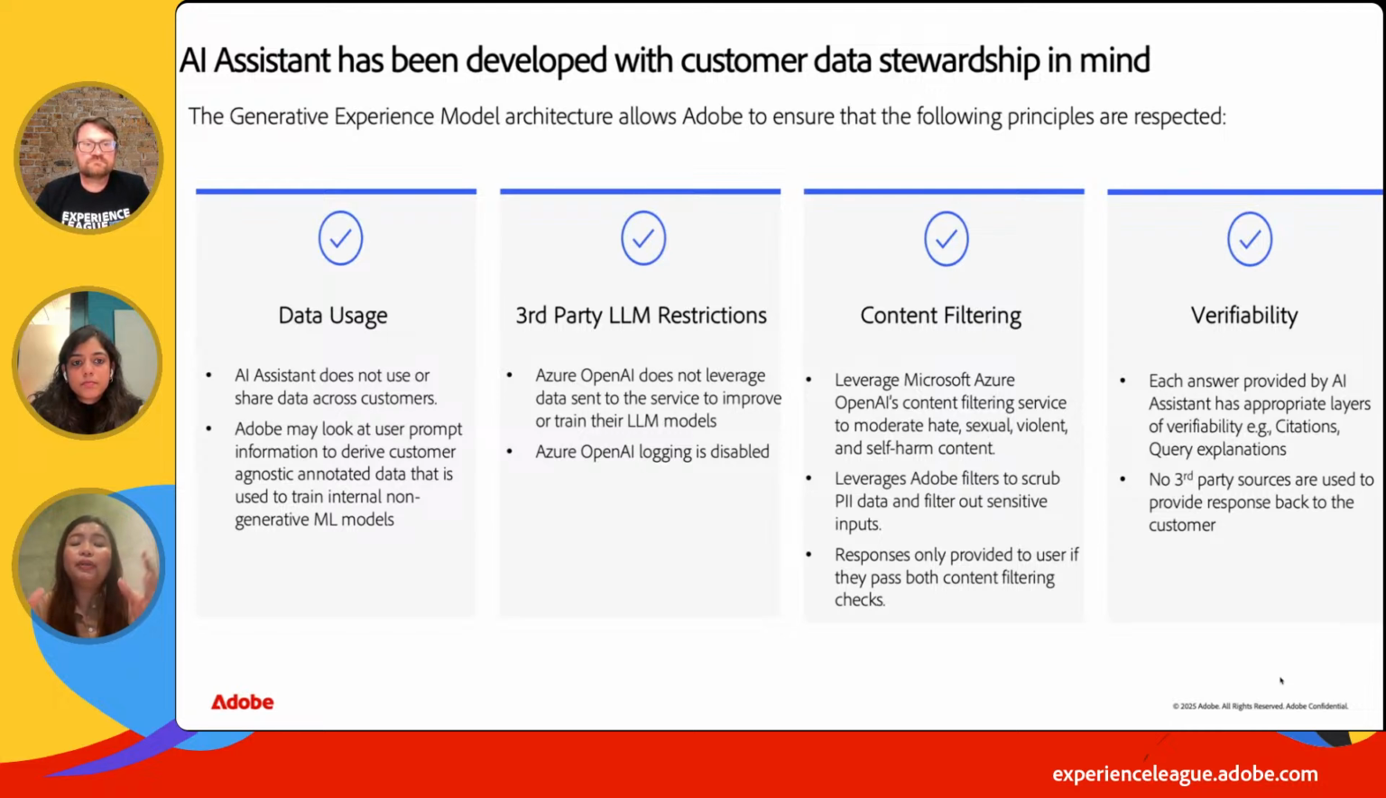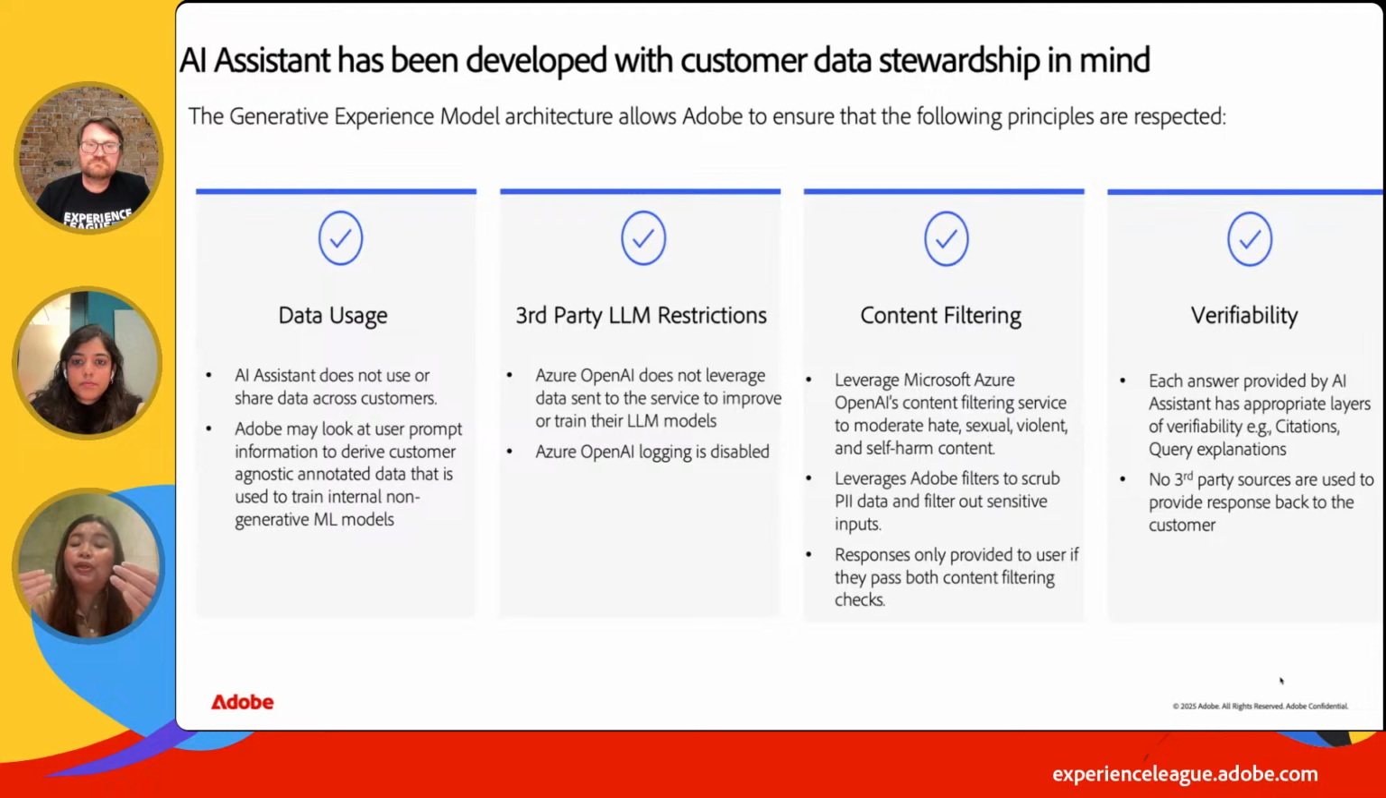When it comes to content filtering, we ensure that our content filtering is top tier. We leverage OpenAI's content filtering as well as Adobe filters. So there are two levels of filters, and we only provide responses if users pass both of these checks.